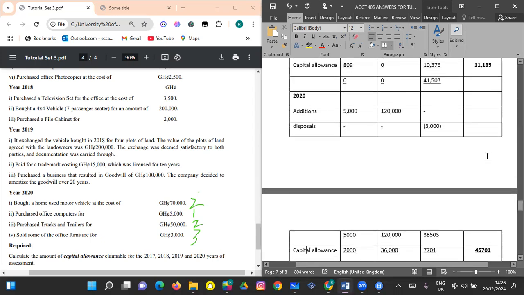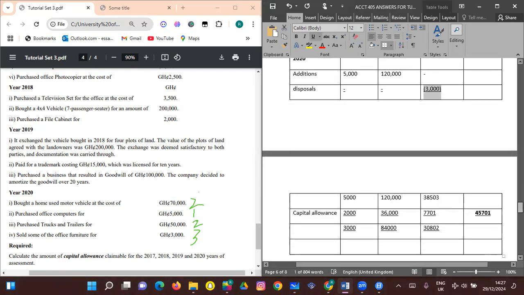2020, right? We added motor vehicle and then truck and trailers in pool two. So 70,000 plus 50,000 giving us 120,000. That's what you're having here. And purchase computers 5,000, which is what is added in pool one. Then we sold equipment 3,000, which is in pool three. So we add and deduct anything before we apply a capital allowance.